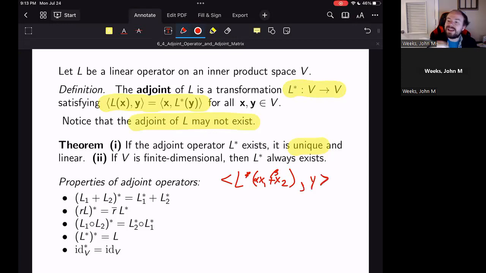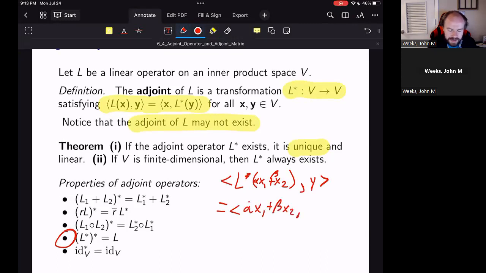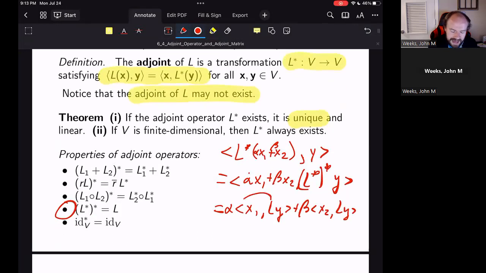Well, the idea is that I can always pass the L back and forth as long as I get to gain an adjoint. And as we'll see in a little bit, this is going to be equal to alpha x1 plus beta x2 with L star star of y. And I can break this up thanks to the linearity of the first argument, alpha x1 with Ly, and that's possible since L star star is just L, plus beta x2 with Ly. And then finally, I can bring the L's back over at the cost of gaining a star.